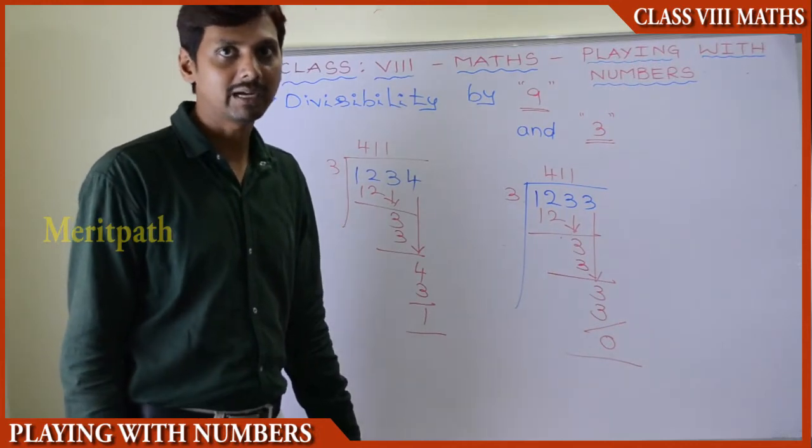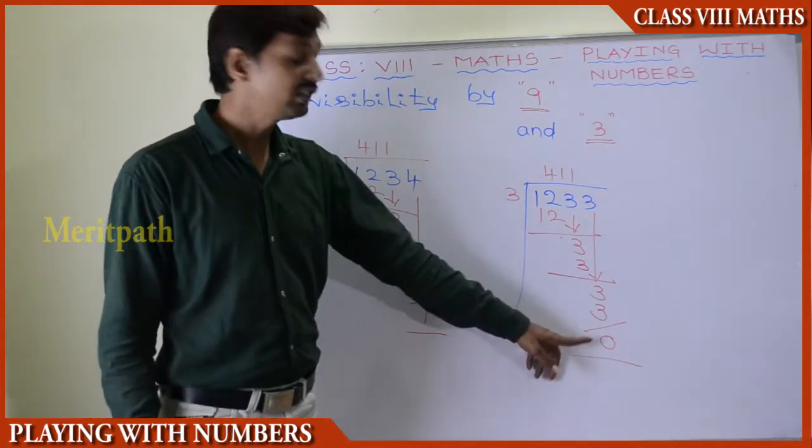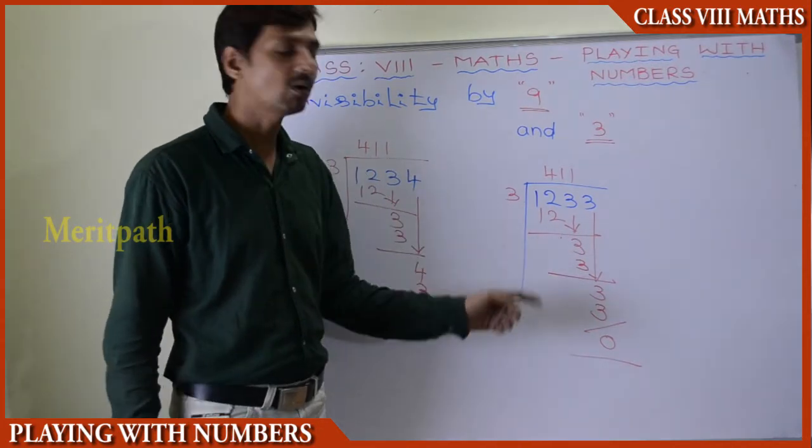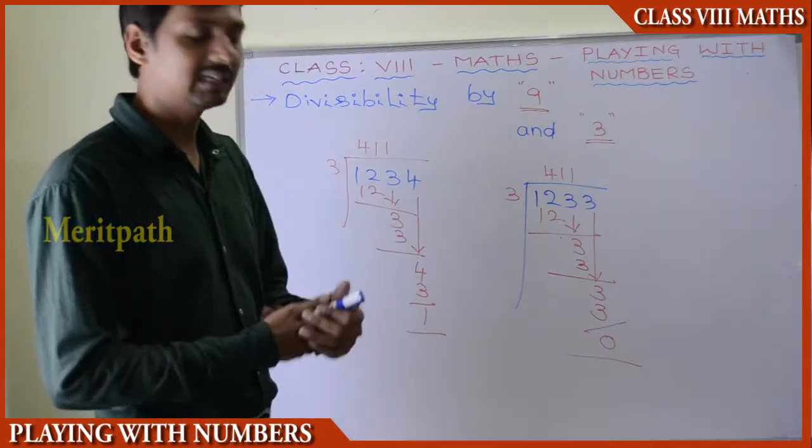1233 and it's divided by 3. So we got 0 as remainder. So we can say that 1233 is divisible by 3. Let's take some other number.